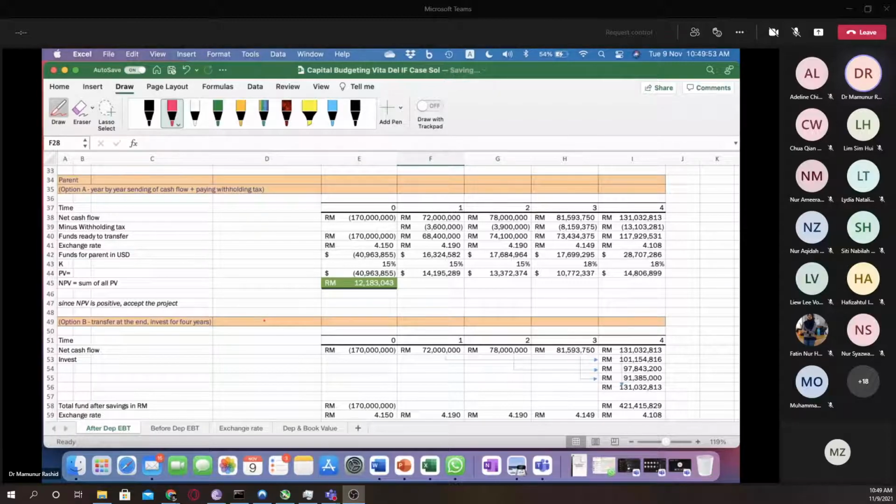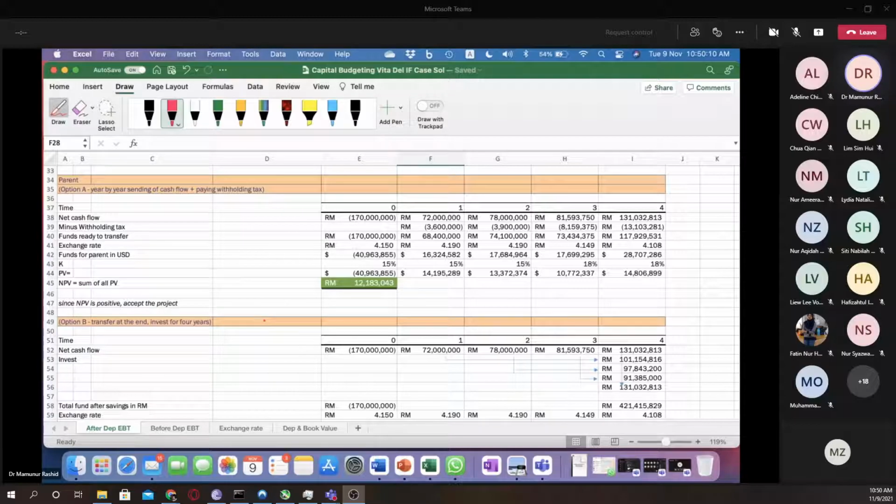But in option 2, the Malaysian government has given us an offer that we can invest it at 12% rate every year, and in the 4th year we can transfer everything to our mother company. If we transfer that in the 4th year, we will not be charged any withholding tax.